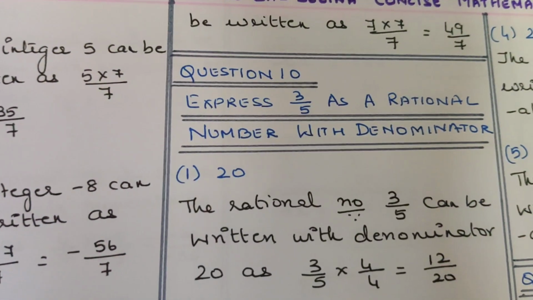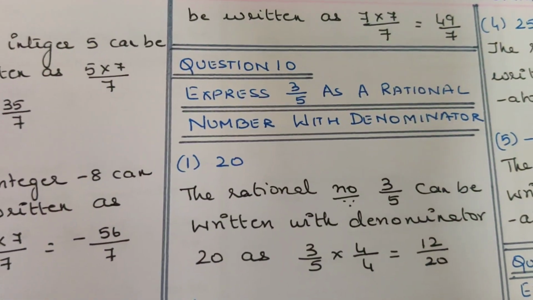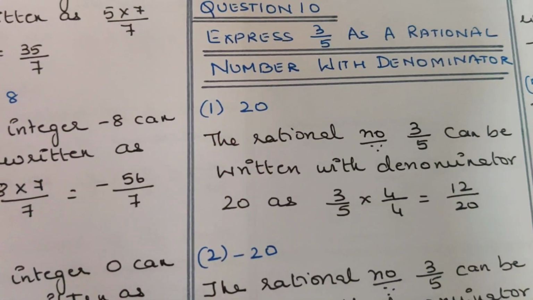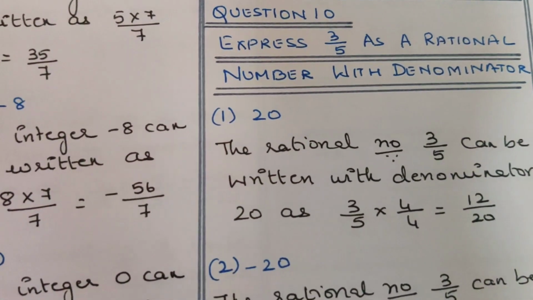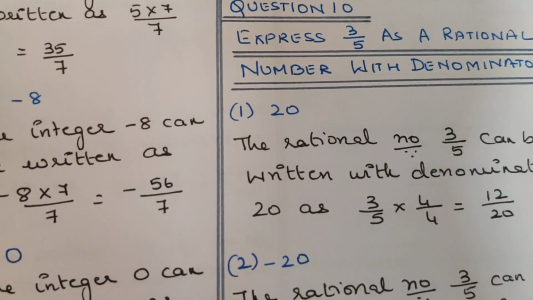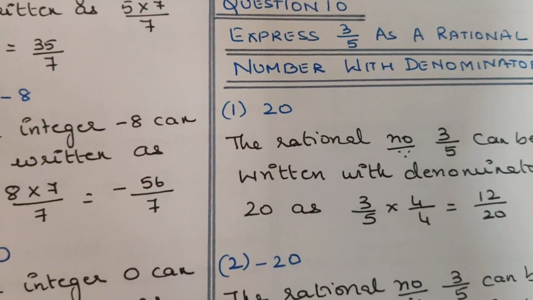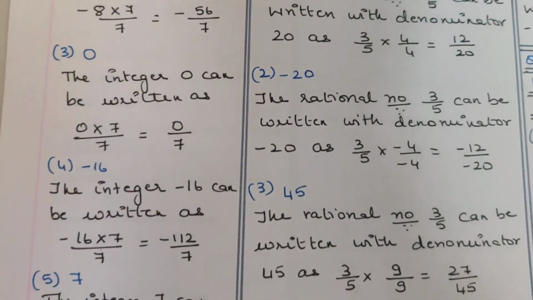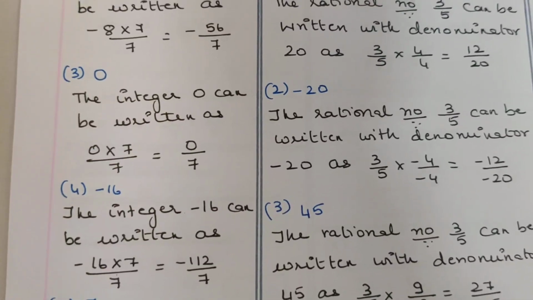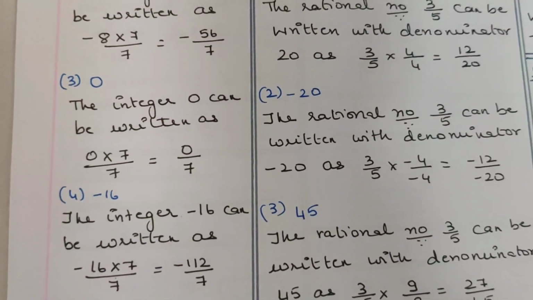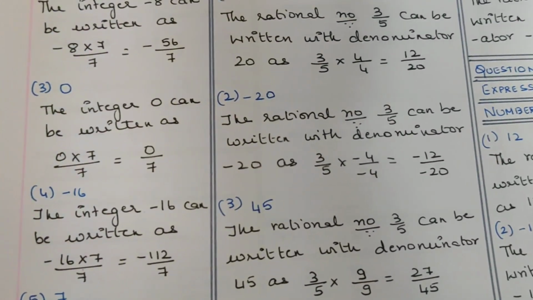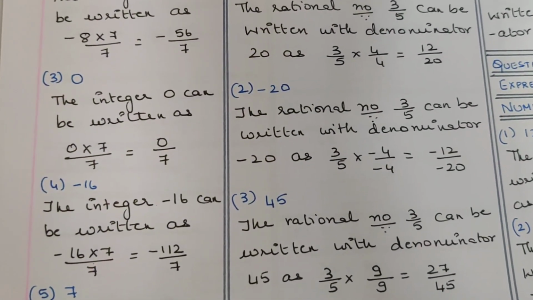Question 10. Express 3 by 5 as a rational number with the denominator 20. So if you have to get the denominator as 20, it is 3 by 5. 5 has to be multiplied by 4. So you will now multiply both the numerator and the denominator by 4, which gives you 12 by 20. Next one is minus 20. So again, if you have to get minus 20 in the denominator, you have to multiply 5 by minus 4. So you multiply 3 by 5 into minus 4 by minus 4. The answer is minus 12 by minus 20.